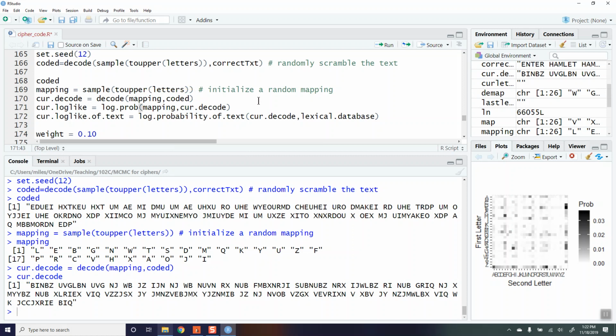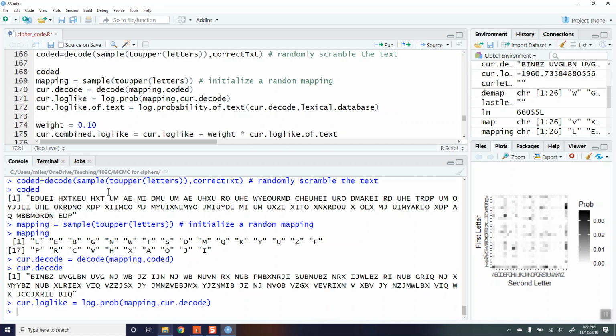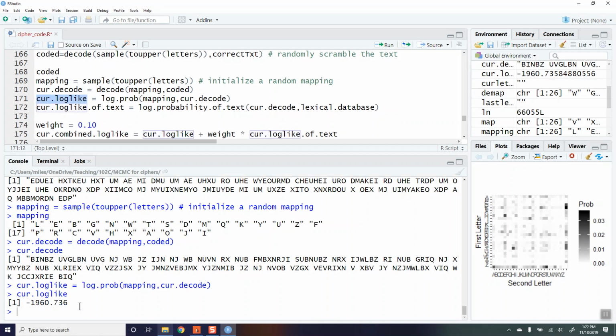One, we're going to evaluate how likely this is to be the original message. And we're going to say, pretty low. BI, I guess that could happen, IN, that could happen, NB, some words, BZ, that's pretty unlikely, and then we have other combinations like VZ, ZZ, ZJ. These are super uncommon, and so these are going to contribute fairly high negative values to our log likelihood.